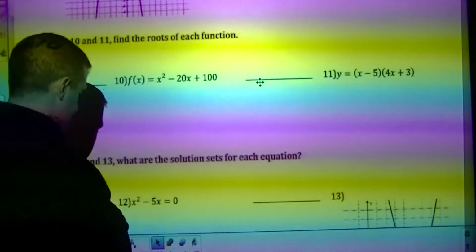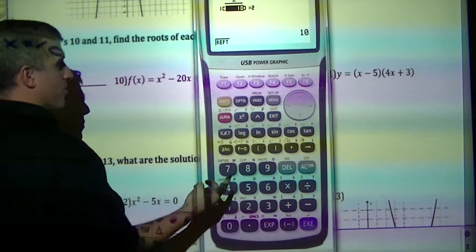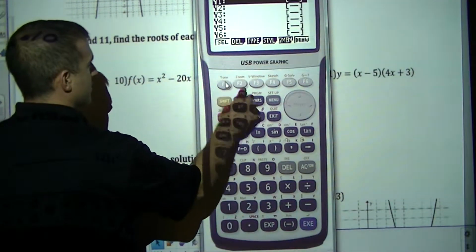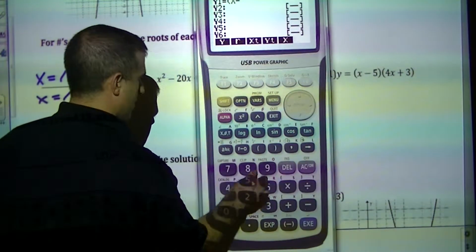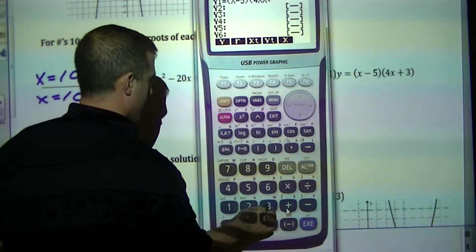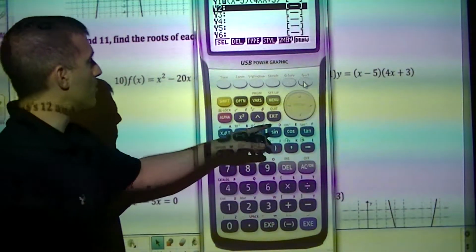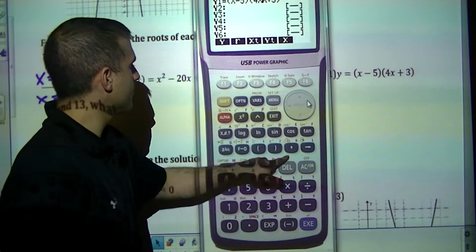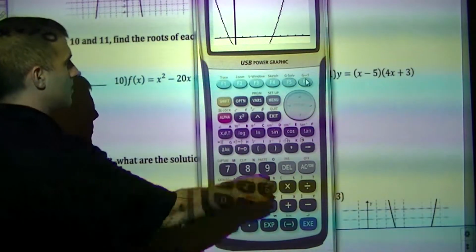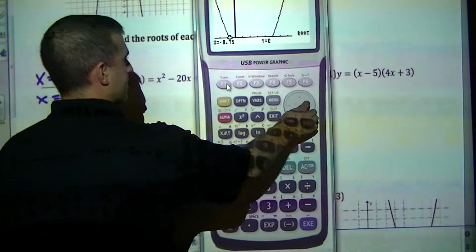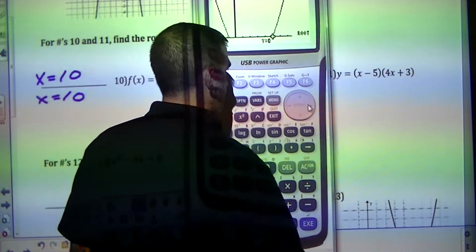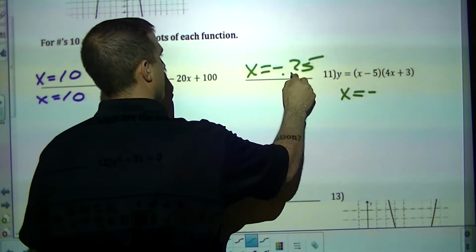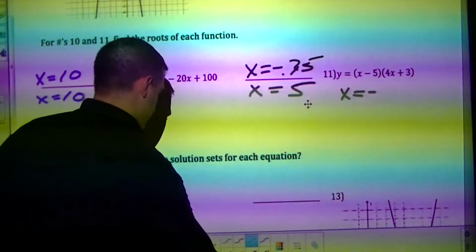Now this one, I'm going to go ahead and graph that one. It makes more sense to graph in that situation. So I'm going to go into menu. I'm going to go into graph. I'm going to delete this one, and I'm just going to type this in: x minus 5 times 4x plus 3. Draw. Oh, whoops, I had too many x's in there. Draw. G-Solve root. Negative 0.75 and 5. So I'll write that here: x equals negative 0.75 and x equals 5. Okay, those are those.